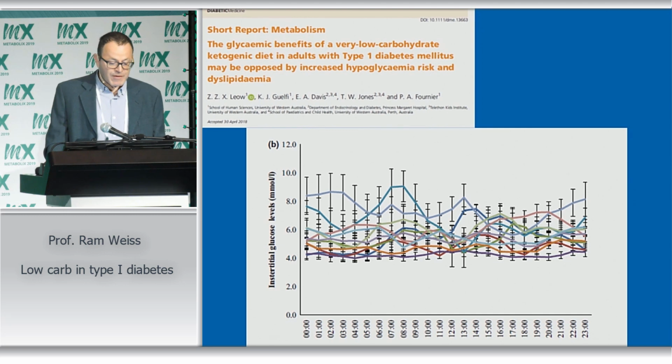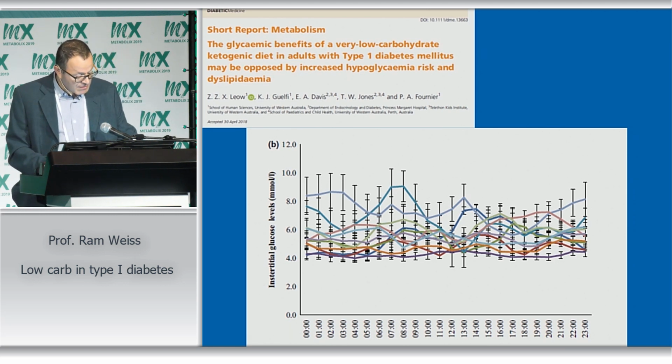Now, this is a short report that came out again this year, and this is from the Australian group, actually, by Pierre Fournier. And they show the glycemic benefits of a very low carbohydrate ketogenic diet, which is something I'm going to mention later, in adults with type 1 diabetes, and they raise a few red flags.